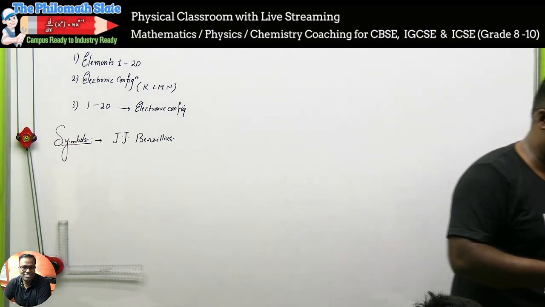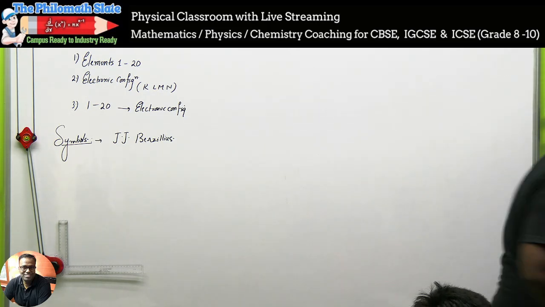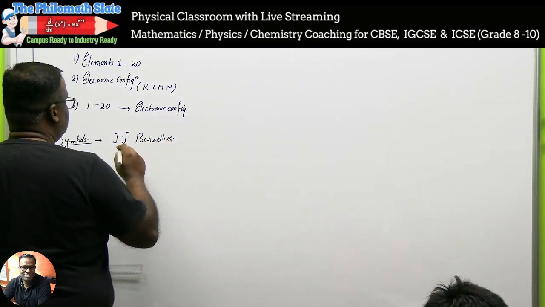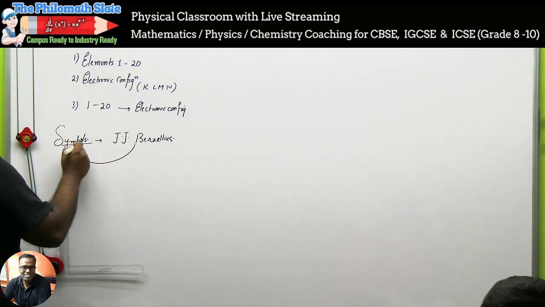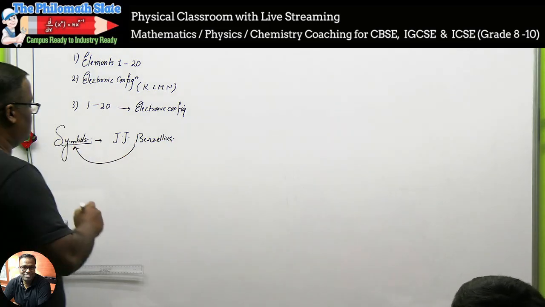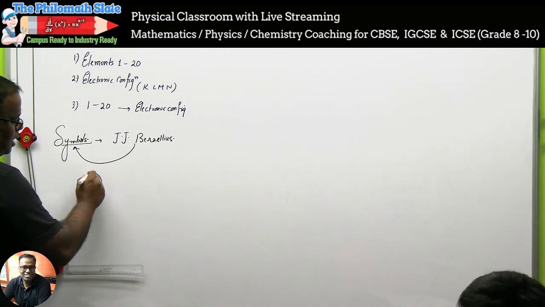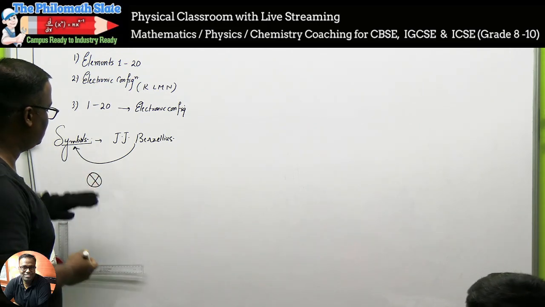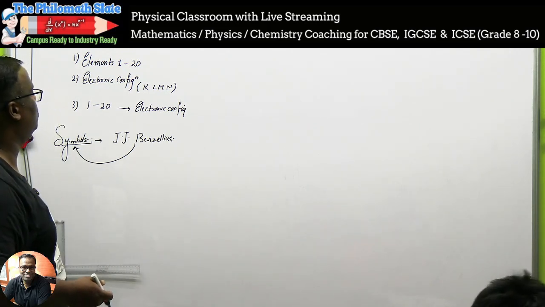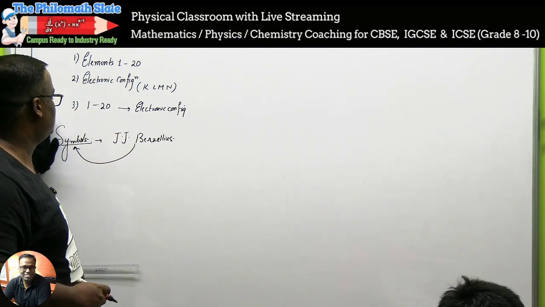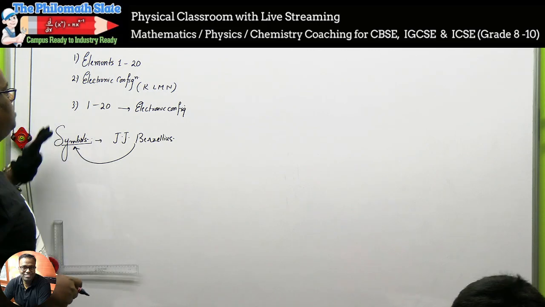Berzelius, B-E-R-Z-E-L-I-U-S. He is the person who is accredited with the symbols, the modern way, the English alphabet way. Dalton used to give symbols in a different way. Nobody asks you about Dalton's symbols, you're not supposed to know. Okay, this was one mistake from my side. Berzelius is the person who is accredited for giving chemical symbols.